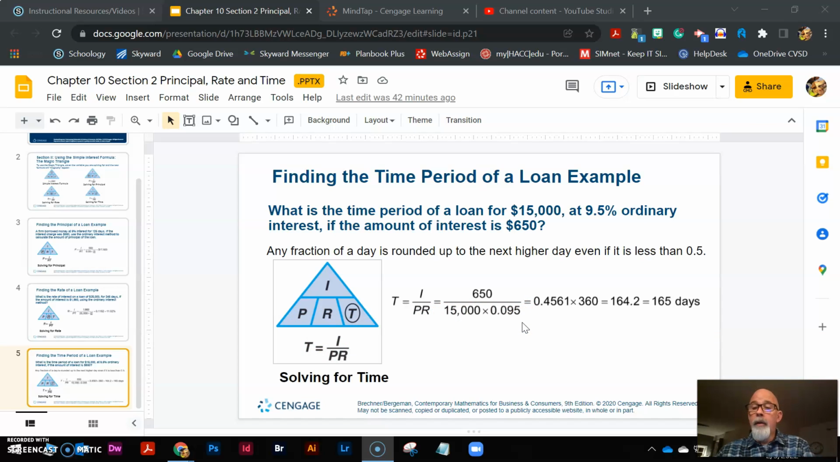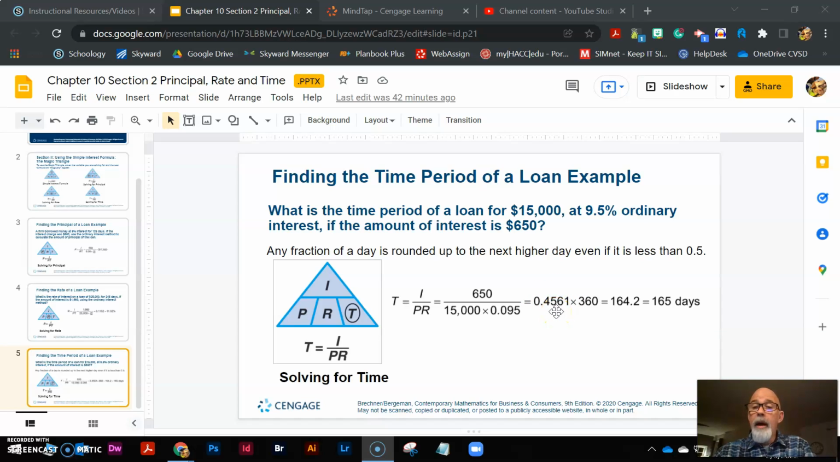I take my principal times my rate down here at the very bottom. Now remember, when you do this, again, work on the bottom first. So you want to take that 15,000 and multiply it by 0.095. Once you have the answer, then you want to divide 650 by it, and that will come up with that 0.4561 answer right here.